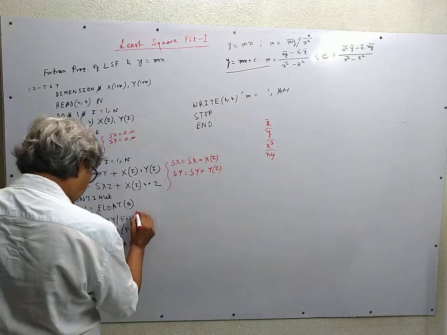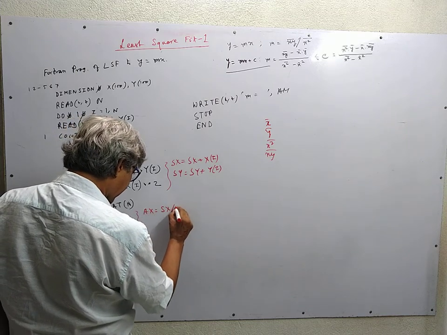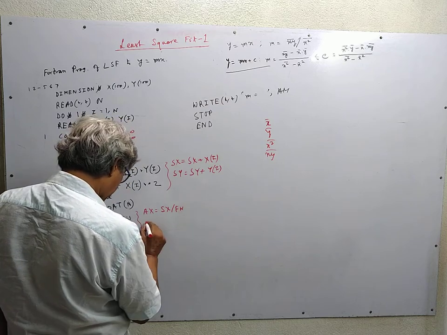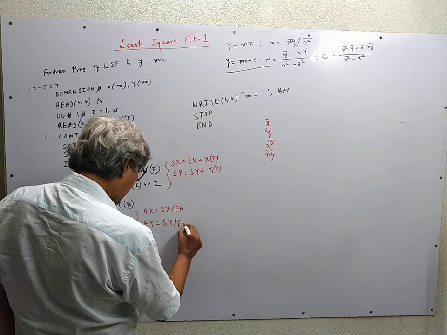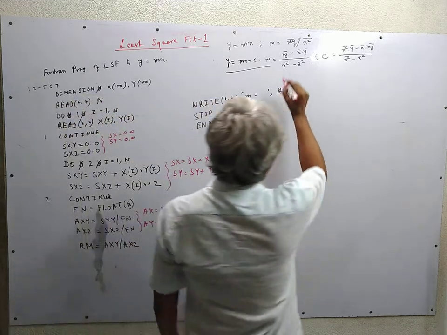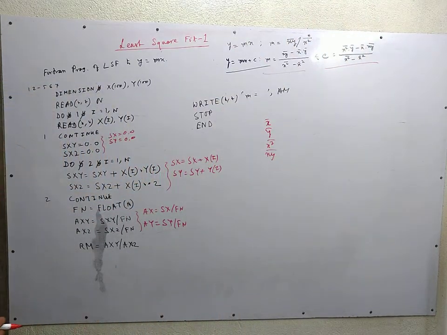Then this average part, there are two. Ax, average of x is equal to sx by fn, and for this part average of y is equal to sy by fn, and we want to define these two equations. Then we will get the m and c for the best fit data. This is all about the least square fit when applied to linear fits.